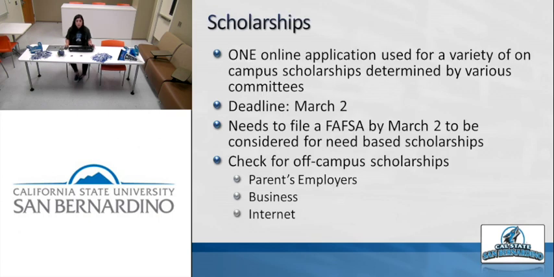For scholarships, there is one online application used for a variety of on-campus scholarships determined by various committees on campus. The deadline is March 2nd. You need to file the FAFSA before March 2nd to be considered for need-based scholarships. And you can also check with off-campus scholarships, such as your parents' employers, different businesses, all over the internet. There are different scholarship applications that you can fill out, and then if you're awarded something, then we would be able to accept it here.